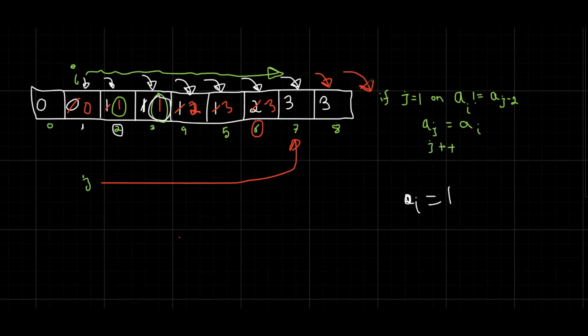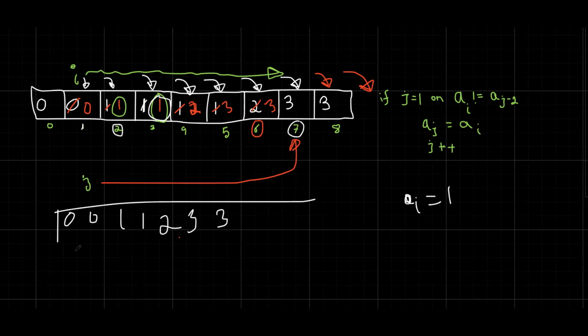So here currently our j is pointing to this element 7, and our I will become out of bound. So here we can see that the final output will be 0, 0, 1, 1, 2, 3, and 3. And the value of j is 7 right now. So here, this is the modified array, and we have to print the value of j, which is 7. I hope you understood the algorithm. Now let's move on to the code.